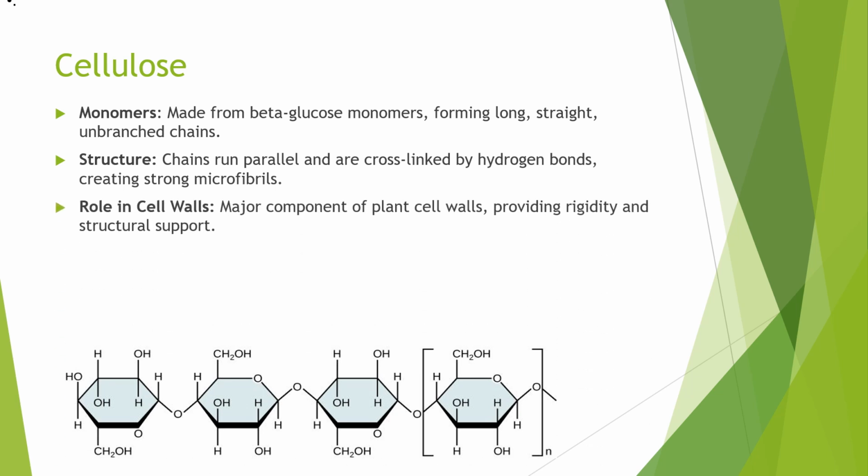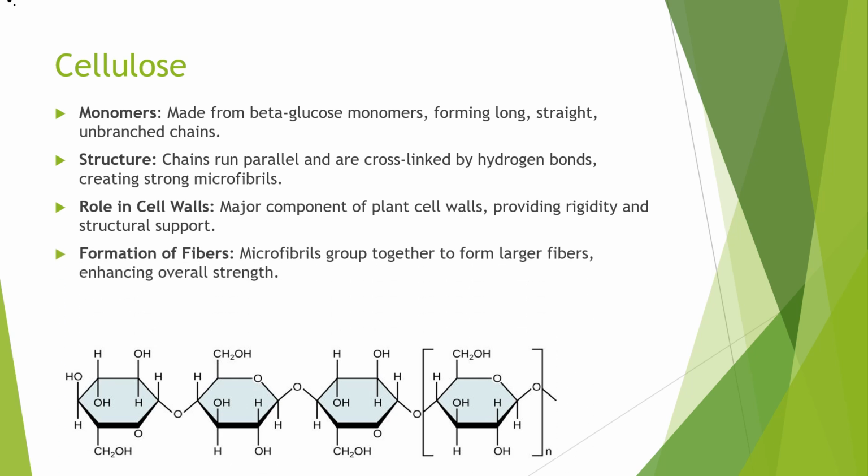Cellulose is a major component of plant cell walls, and its primary function is to provide rigidity and structural support to the plant. Without cellulose, plants would not be able to maintain their shape or withstand turgor pressure, which is the pressure of a cell's contents pushing against the cell wall. The microfibrils group together to form larger fibers, which further strengthen the cell wall. The arrangement of microfibrils in the wall gives it incredible tensile strength, which is essential for plants to stand upright and resist physical stress.